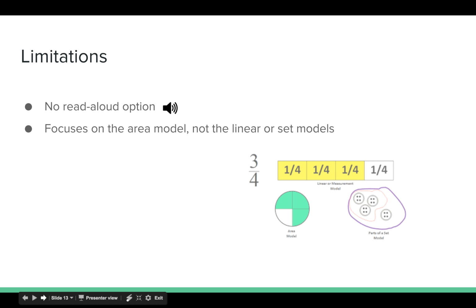And these are some of the limitations. However, the fact that it focuses only on the area models could also be seen as an advantage. Fractions are a complex topic, therefore, focusing on one perspective at a time may avoid confusion.